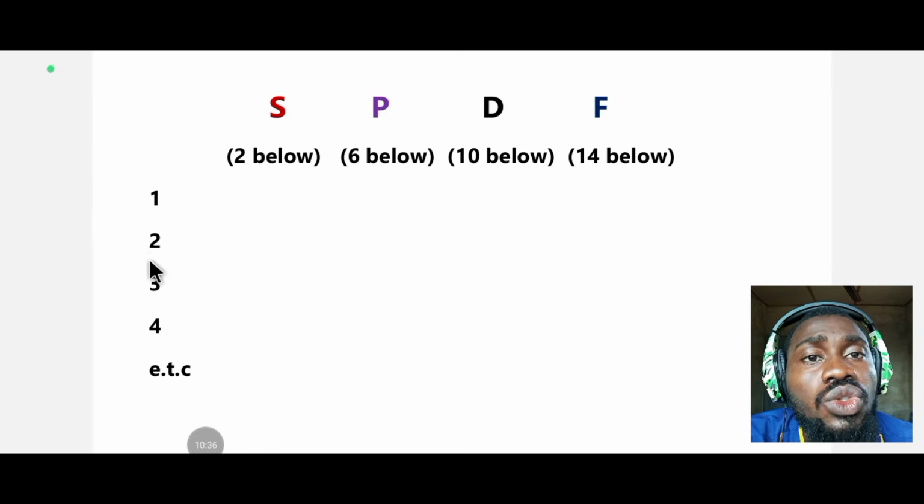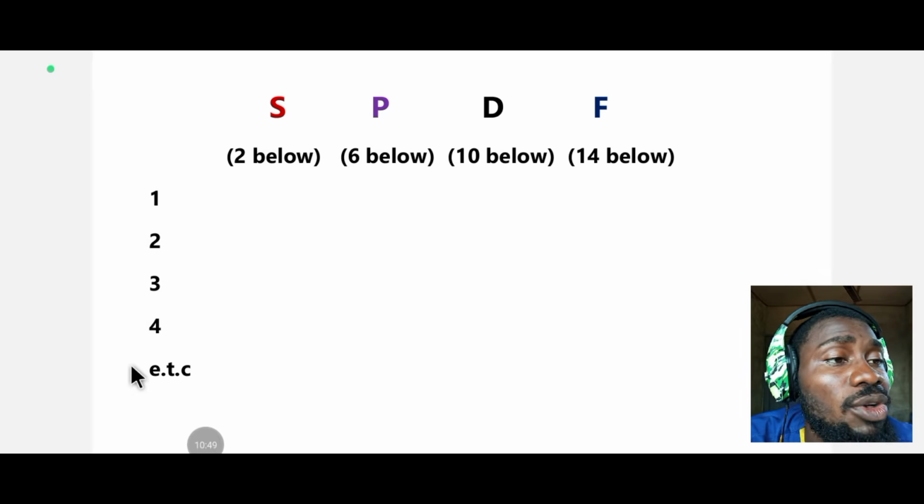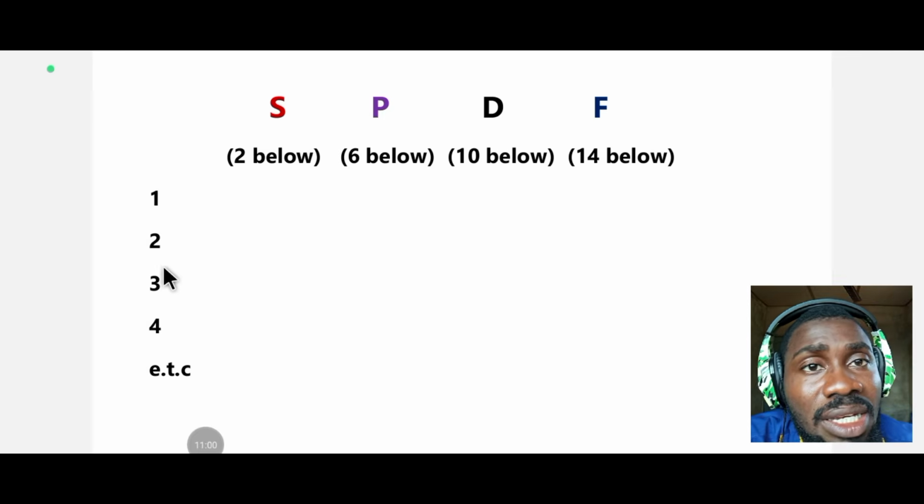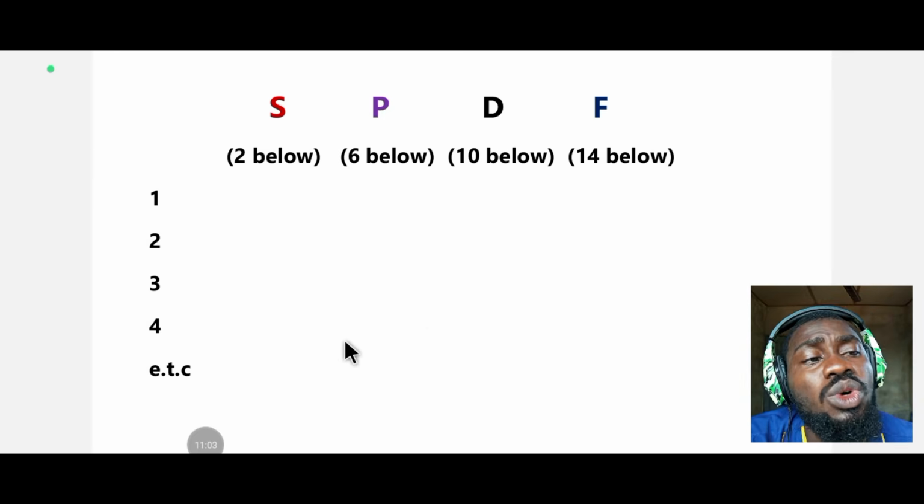1, 2, 3, 4. Then you number it serially from top to bottom, 1, 2, 3, 4, and so on, depending on the atomic number of the element. The atomic number determines how far you will go. For the first 20 elements, 1 to 4 is usually enough, and that's what they normally set in JAMB UTME.